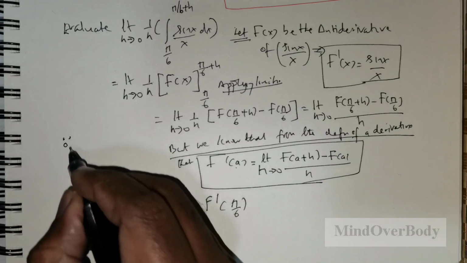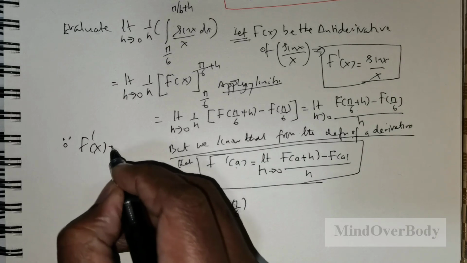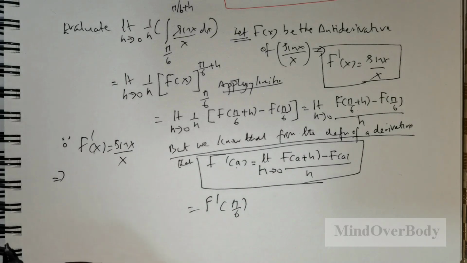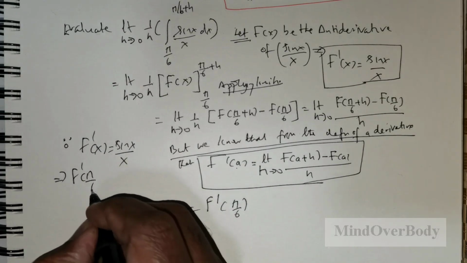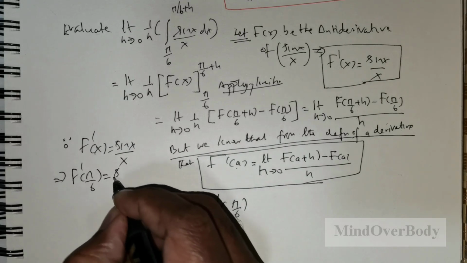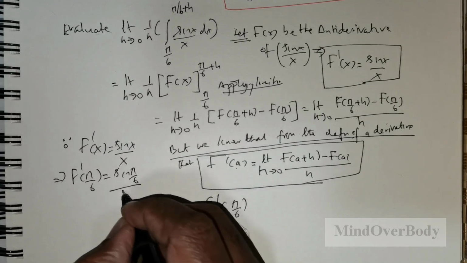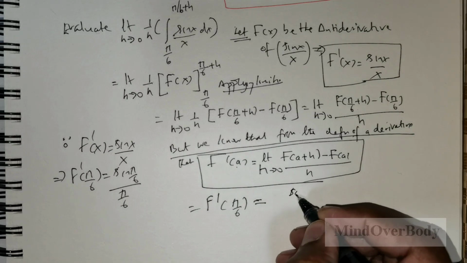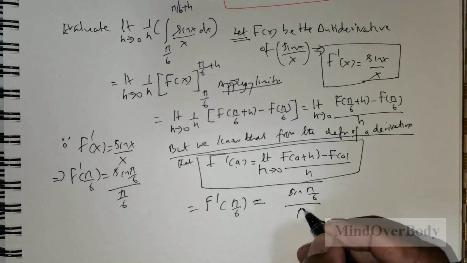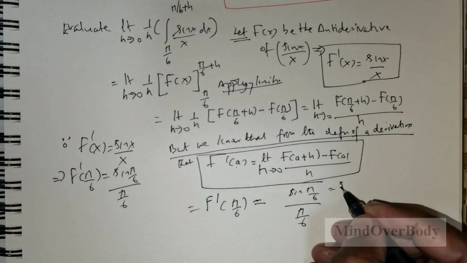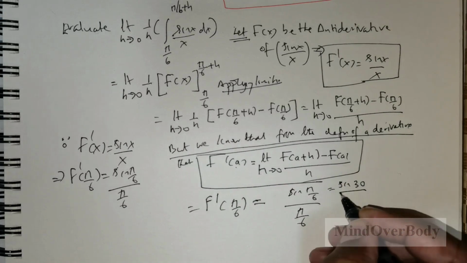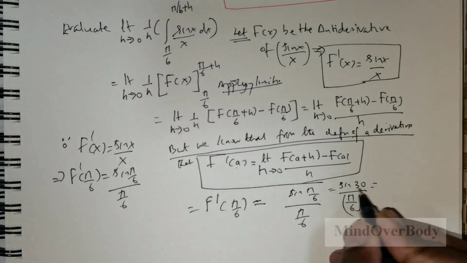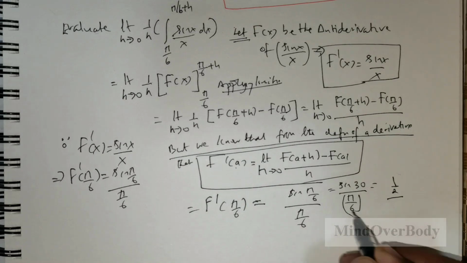Now, since F dash of x is equal to sin x divided by x, this implies F dash of pi over 6 is going to be equal to sin pi over 6 divided by pi over 6. But what is sin pi over 6? Sin pi over 6 is nothing but sin 30, and I'm just retaining this as pi over 6. So sin 30 is 1 over 2, divided by pi over 6.